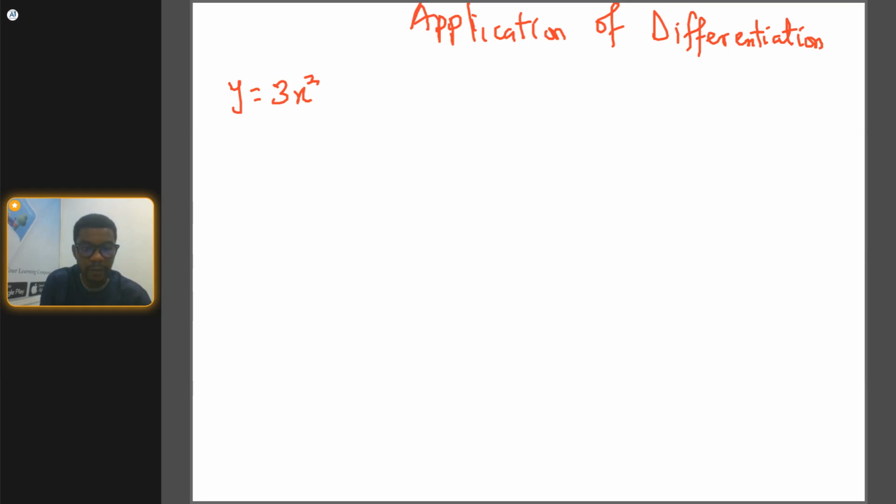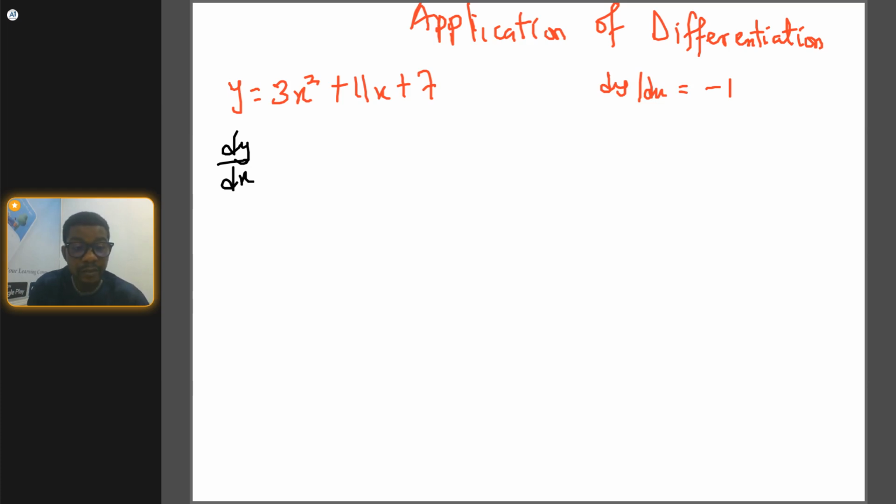So we are solving a question where we are given the curve to be equal to 3x squared plus 11x plus 7, at a particular point where the gradient, that is dy/dx, was equal to 1. Now we have to solve this by finding the derivative. I told you earlier that dy/dx is synonymous with the gradient of a curve. So the gradient of the curve is the change in y over change in x.